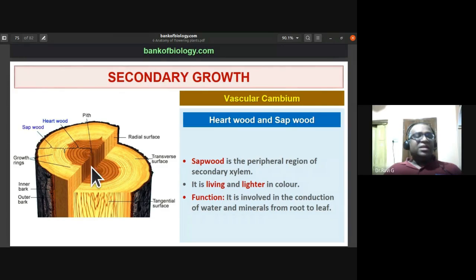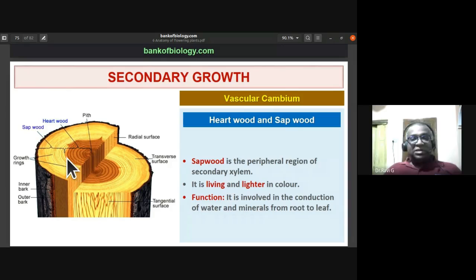They are hard because they are highly lignified. They have deposition of organic compounds like tannin, gums, resins, oils. All of these make the heartwood very hard and durable, and prevent the attack from insects also.